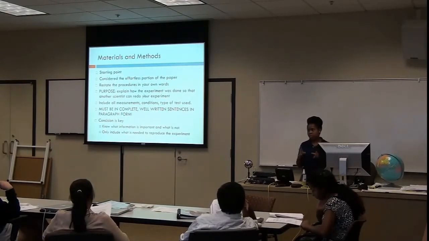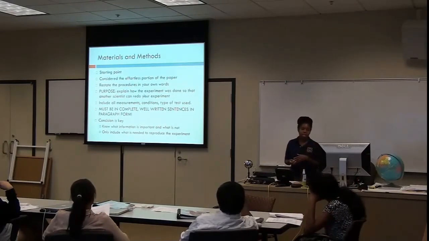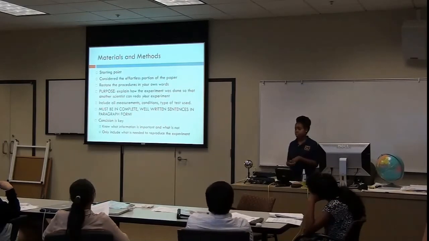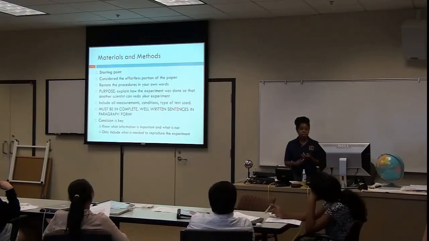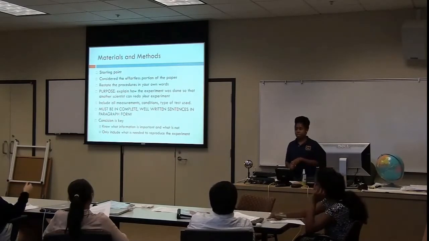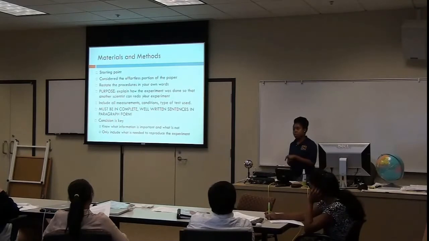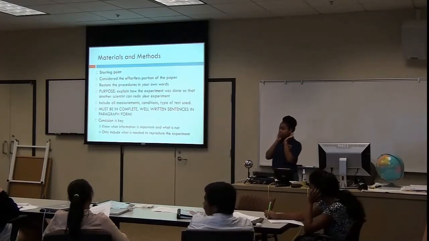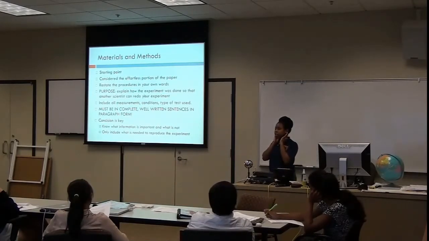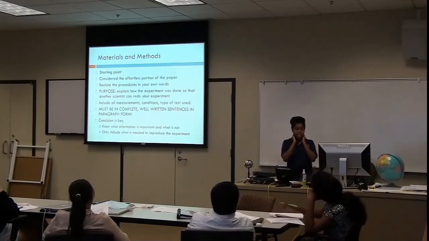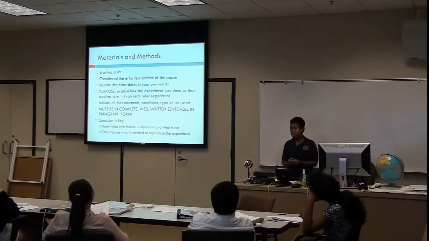You guys read a little bit of it? I got a feel of it. So the materials and methods portion is where you actually describe the experiment that you've done. In this portion, you must include all measurements, conditions, and types of tests used. So what's the goal of this portion again? Anyone remember? Explain how the experiment was done. So with that being said, you have to include everything, every single thing that you've done.